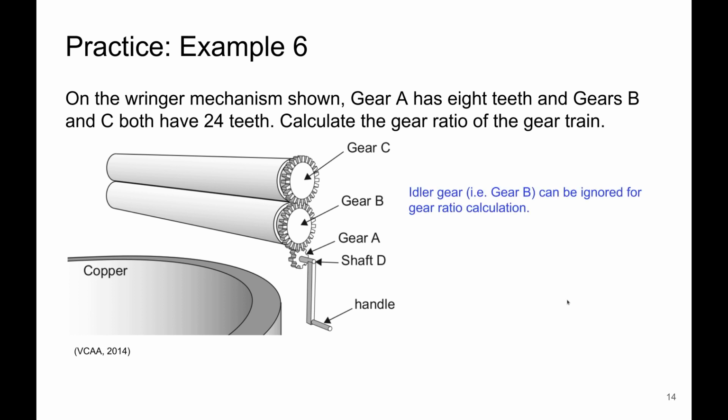Right, to calculate the gear ratio, we can ignore gear B because it's the idler gear, so we can ignore that for the gear ratio calculations. Therefore, we just need to calculate the gear ratio between gear A and gear C. Gear A has 8 teeth, whereas gear C has 24 teeth, and that gives us a ratio of 24 to 8, which is 3, or 3:1.